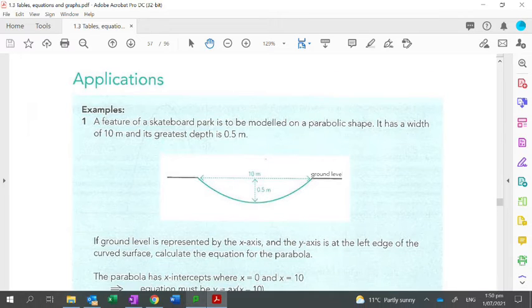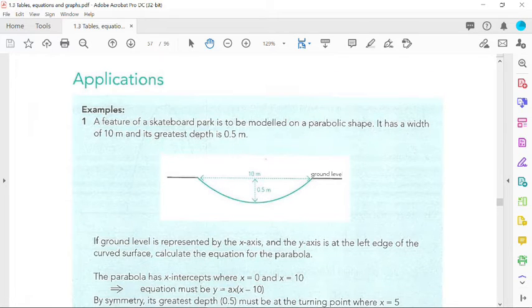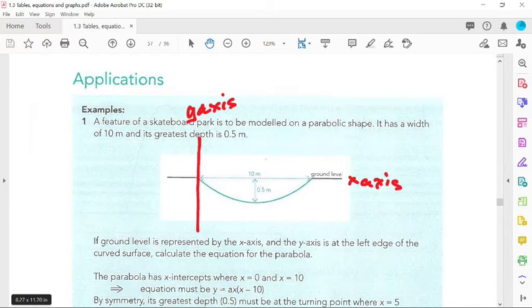If the ground is represented as the x-axis and the y-axis is at the left edge of the curved surface, now that's handy to know. You always use that beginning point, that left side, as the y-axis. No matter where anything else is, use that beginning as the y-axis, because that makes this point 0 every time. So always do that, okay?